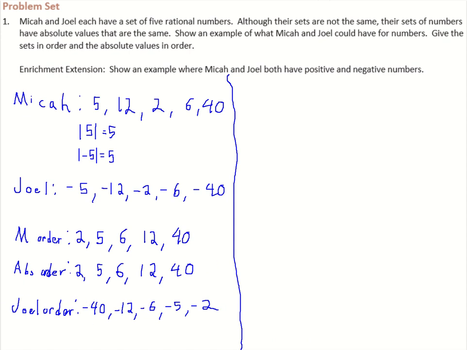But now, for the enrichment extension, it says, give us an example where Mika and Joel both have positive and negative numbers. In this first example, Mika had all of the positive ones and Joel had all of the negative ones. Well, if I want to make an example where they both have positive and negative, all I'm going to have to do is exchange some of these numbers across the two of them. So Joel and Mika are going to swap the 12 and the negative 12, and they're going to swap the 6 and the negative 6.